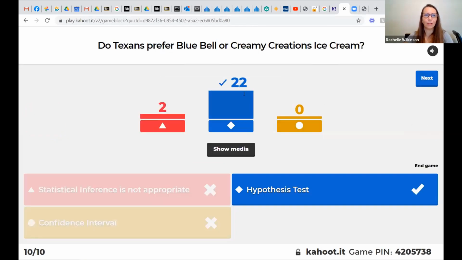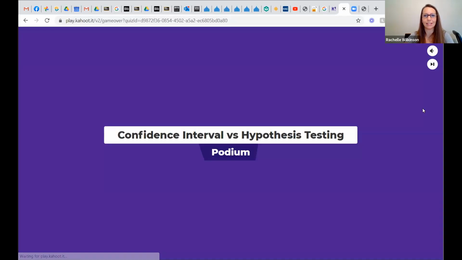All right, good job. Okay, so do Texans prefer Bluebell or Creamy Creations ice cream? The answer to that would be Bluebell. Pretty sure that's the right answer anyway. Just kidding. Maybe we have some diehard Creamy Creations fans out there. In other words, it would be a word answer, and so we would use a hypothesis test.